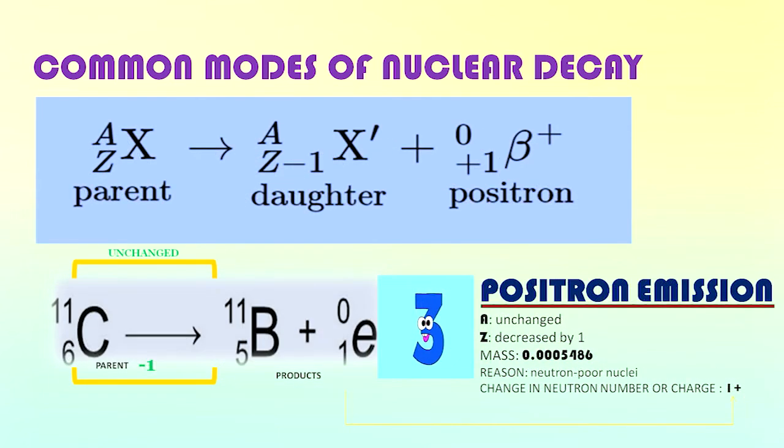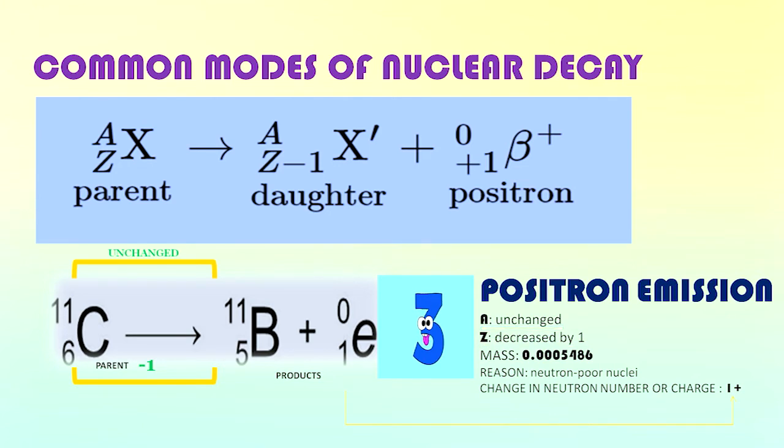The third type is positron emission, which is the opposite of beta decay kasi ang positron has the same mass as an electron but opposite charge. If beta has a charge of negative 1, positive 1 naman ang charge ng positron emission pero same lang sila ng mass. This is the general reaction formula.